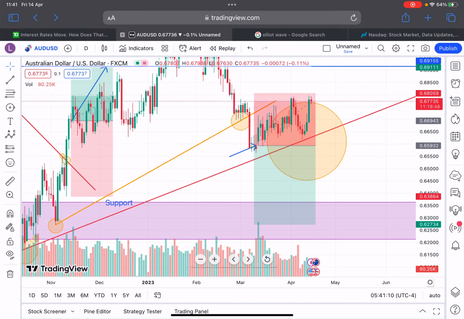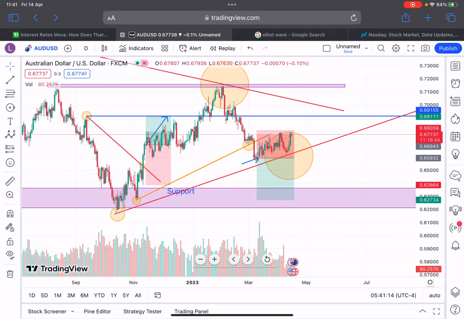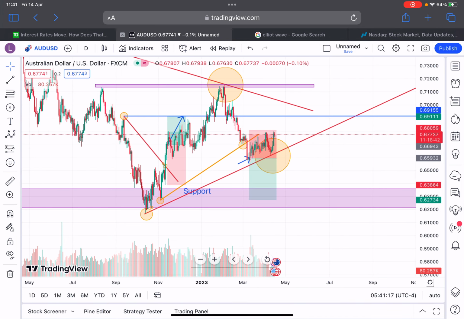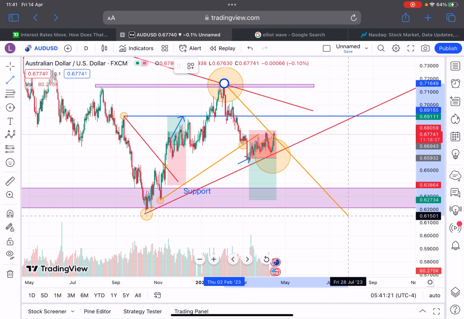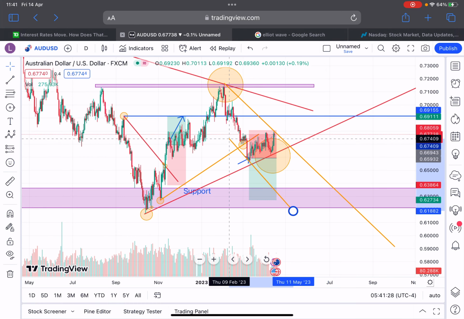So on AUD USD right now, what we see is that we have a current downtrend. If we create this channel like this, we have a current downtrend.